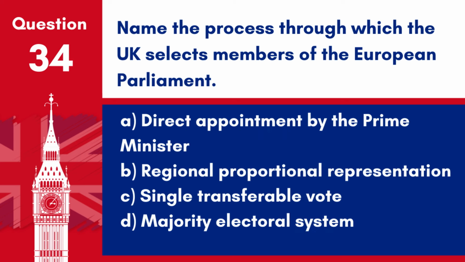Question 34. Name the process through which the UK selects members of the European Parliament. A. Direct appointment by the Prime Minister. B. Regional proportional representation. C. Single transferable vote. D. Majority electoral system.